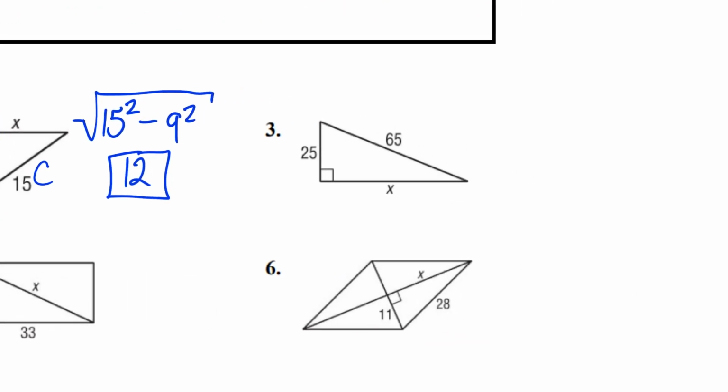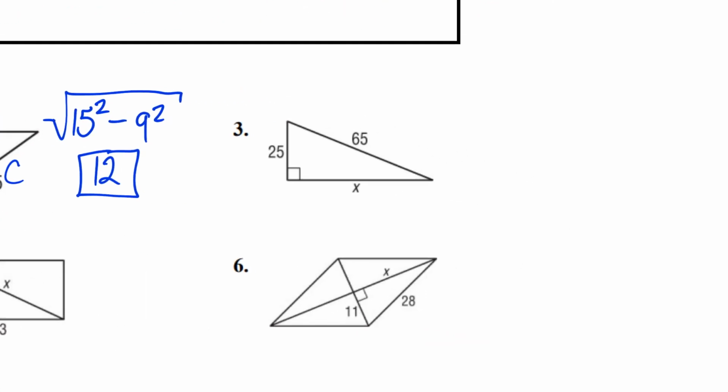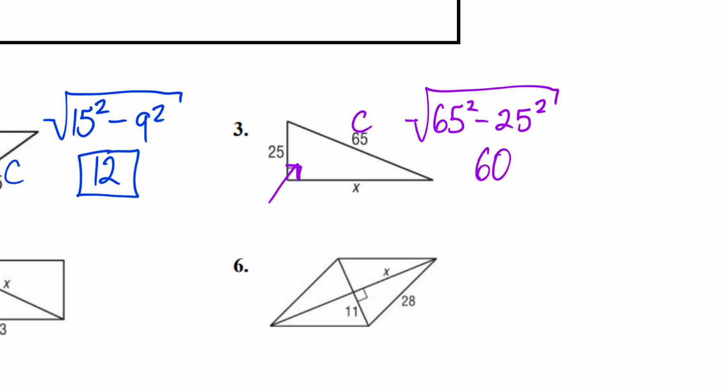Okay, number 3. Which one is the C on that one? 65. It's the 65. Again, this arrow is pointing towards the C. So on this one, I know the C, I'm going to be subtracting, so it's going to be 65 squared minus 25 squared. What does it give you? 60. Gives you exactly 60.